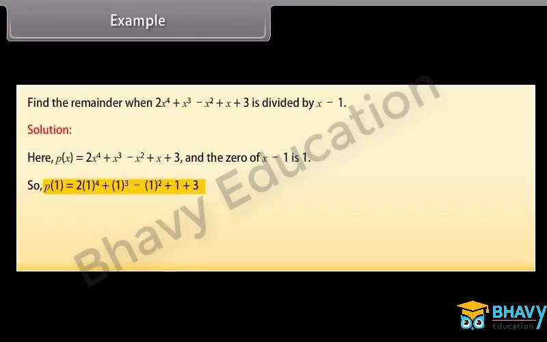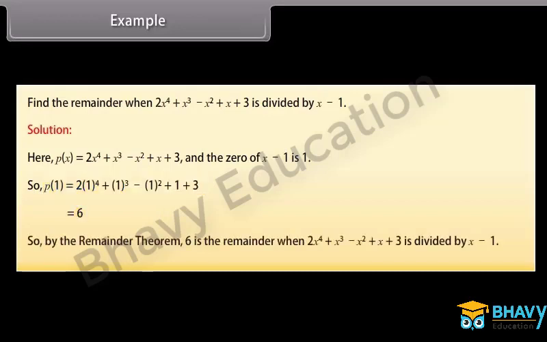So, p(1) is equal to 1^4 + 1^3 - 1^2 + 1 + 3, which is equal to 6. So, by the remainder theorem, 6 is the remainder when 2x^4 + x^3 - x^2 + x + 3 is divided by x - 1.